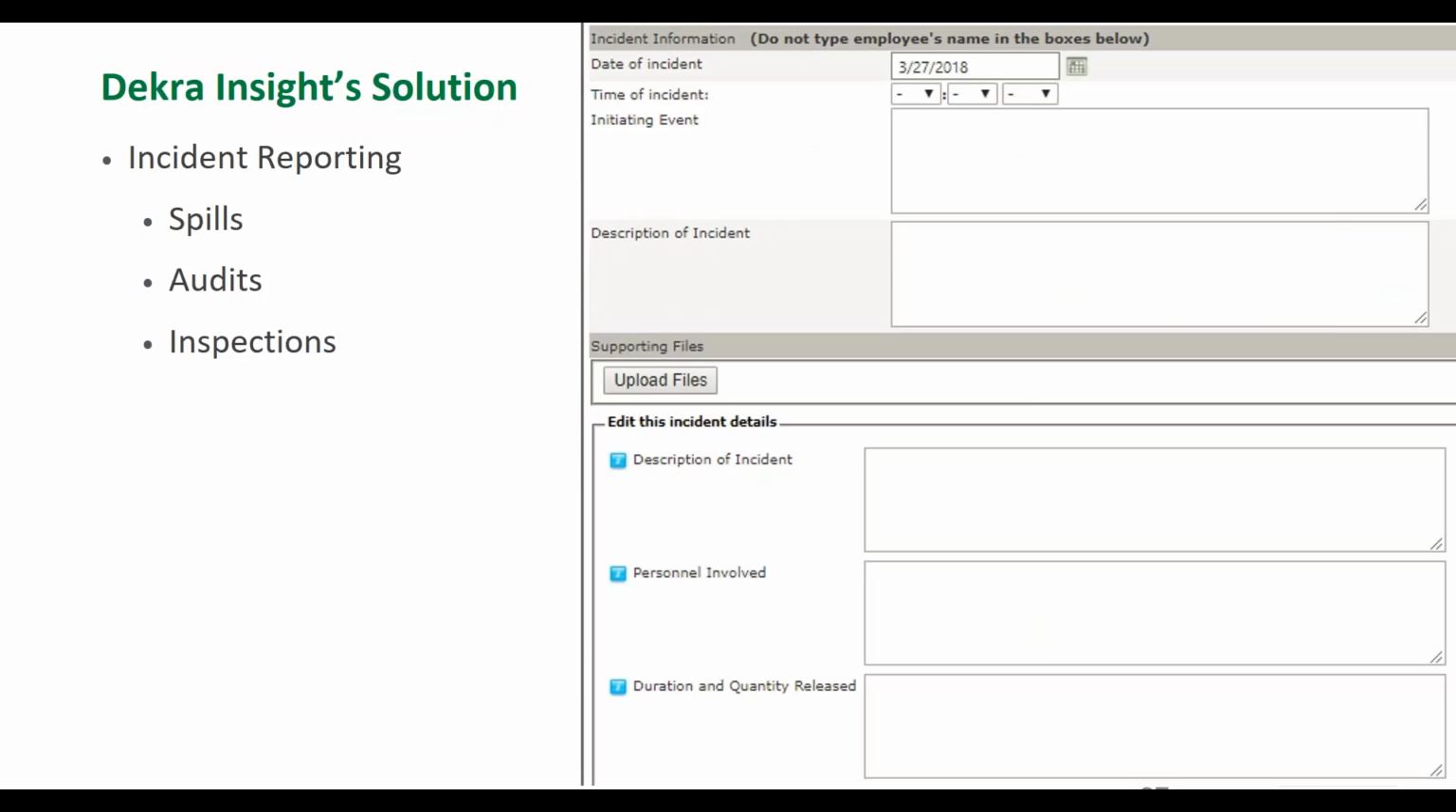We do have what we call incident reports built into the online apps, where if you do have an incident, let's say a spill, there is a spill reporting form in there to help you collect all the information you may need to collect in the process of reporting a spill. So these are just some of the tools we build in to our SPCC program.